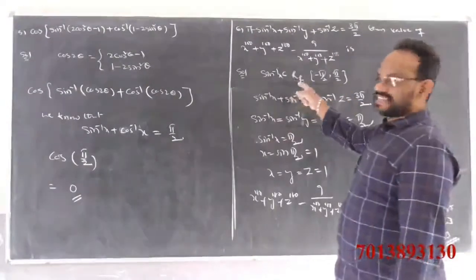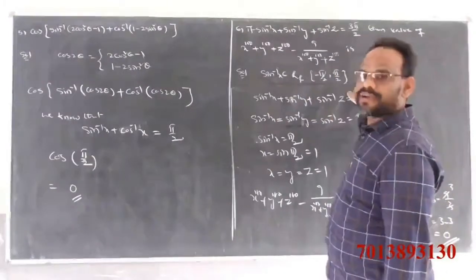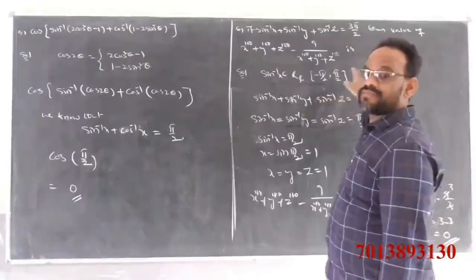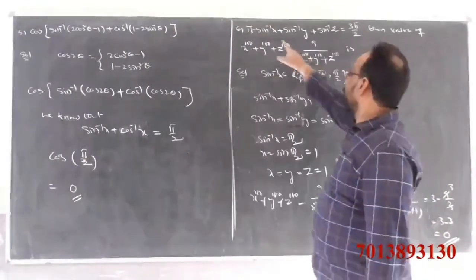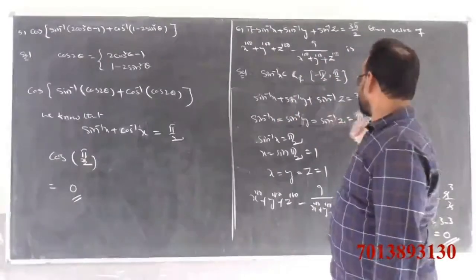Observe here, the range of sin inverse x is the closed interval minus pi by 2 to plus pi by 2. Minimum value is minus pi by 2, maximum is plus pi by 2. If you take the maximum, we get 3 pi by 2. So sin inverse x plus sin inverse y plus sin inverse z equals 3 pi by 2.